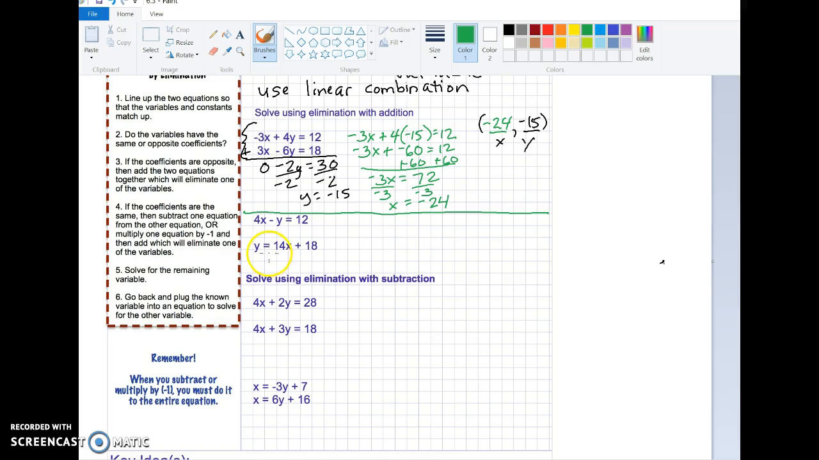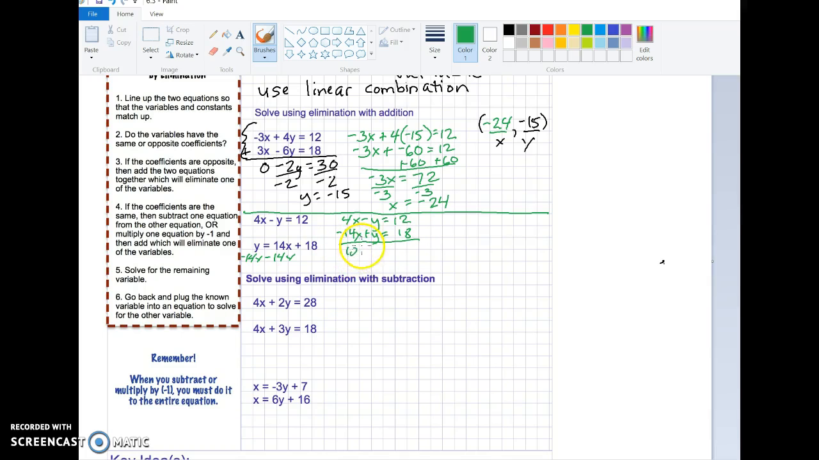So I'm going to go ahead and subtract 14x from both sides so that I can put my x underneath an x, my y underneath a y, my constant underneath a constant. I'm going to rewrite it over here. 4x minus y equals 12, and now I have negative 14x plus y equals 18. See how I did that? All I did was just switch it to standard form.